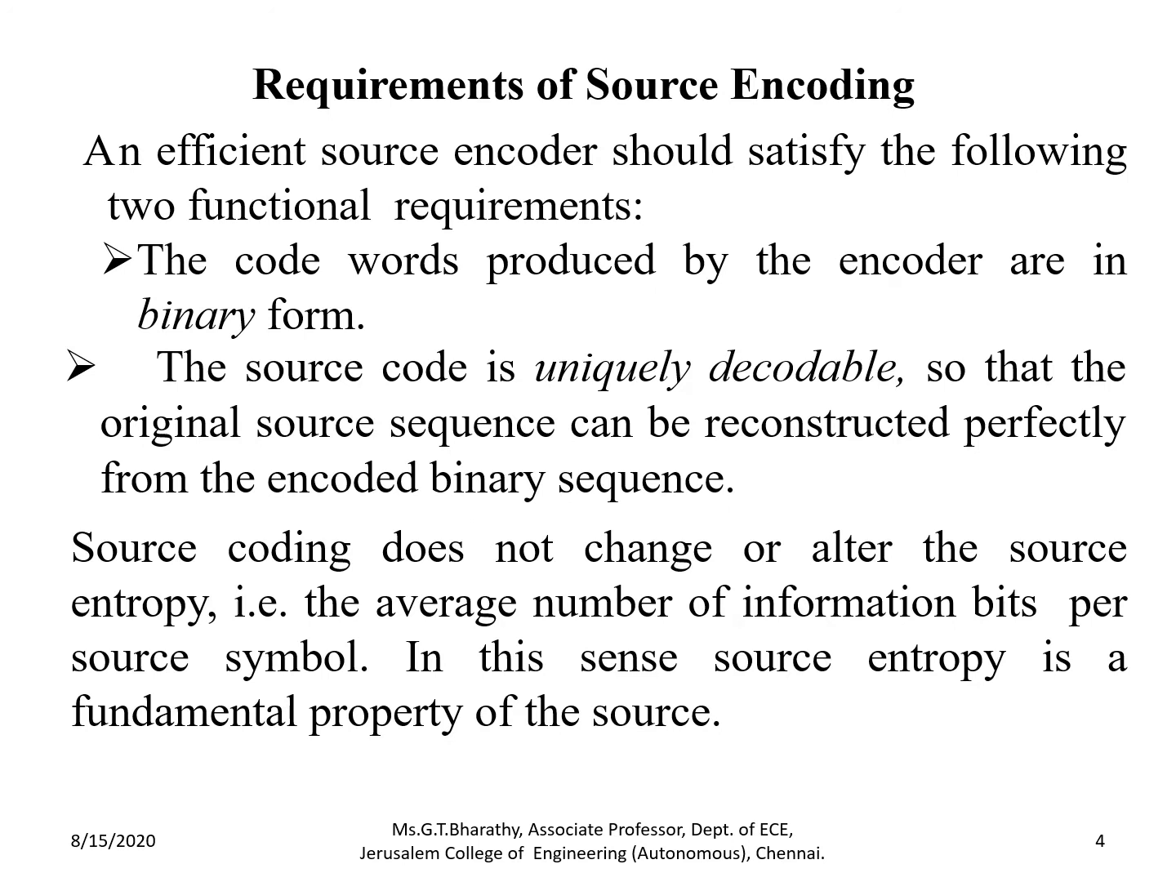We saw the requirements of source encoding. The two basic requirements are: the code words produced by the encoder should always be in binary form, and the source code is uniquely decodable, so that the original source sequence can be reconstructed perfectly from the encoded binary sequence.